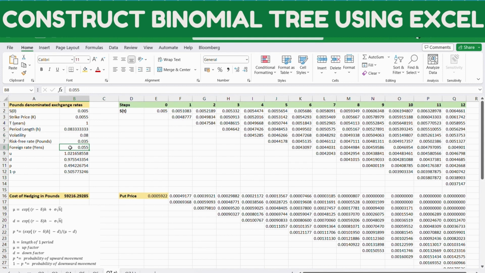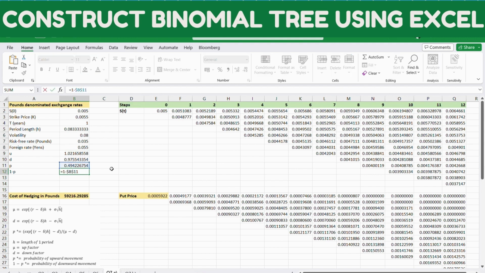After that, we calculate the up and down factors for the binomial tree using the formulas below. Mu equals exponential of (r minus delta) times h plus sigma square root h. Down factor d equals exponential of (r minus delta) times h minus sigma square root h. Our p, which is the probability of upward movement, equals exponential of (r minus delta) h minus d, divided by mu minus d. So our probability of downward movement equals 1 minus p.